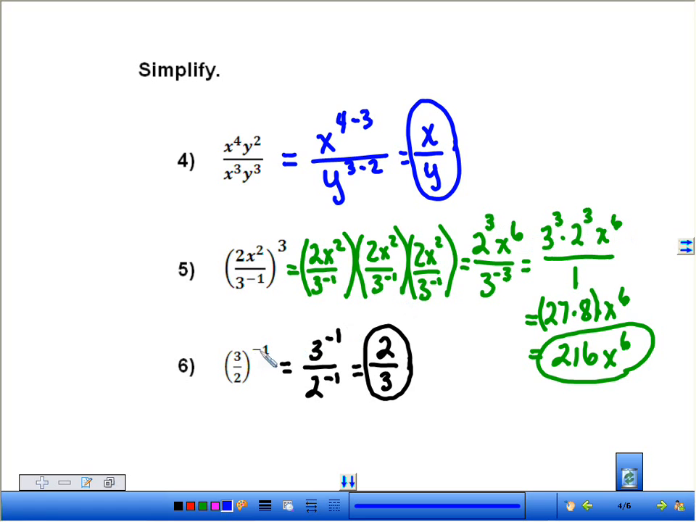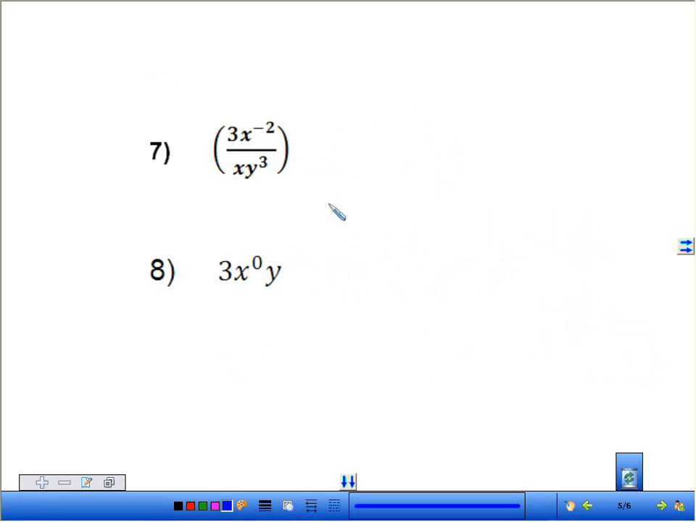What about here? This negative 1, this is 3 to the power of negative 1 and 2 to the power of negative 1. We just flip over the fraction. Try these and come back and check your answers.